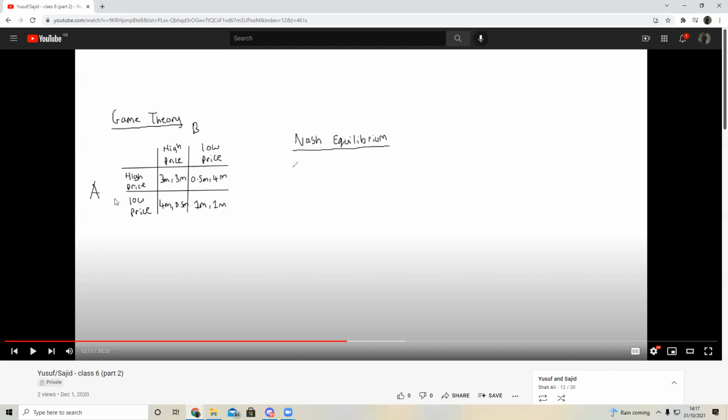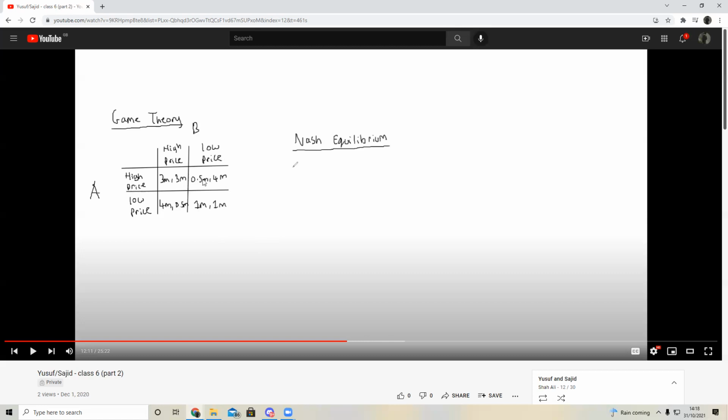Okay, so if A plays a low price, then he can either get 4 million or 1 million. But B, because A played the low price, is going to look at that and see that he can either get 0.5 million or 1 million. So he's obviously going to choose a low price as well. If A chooses a high price, he can either get 3 million or 0.5 million. And B is going to see that he can either get 3 million or 4 million. So he's going to choose low price.